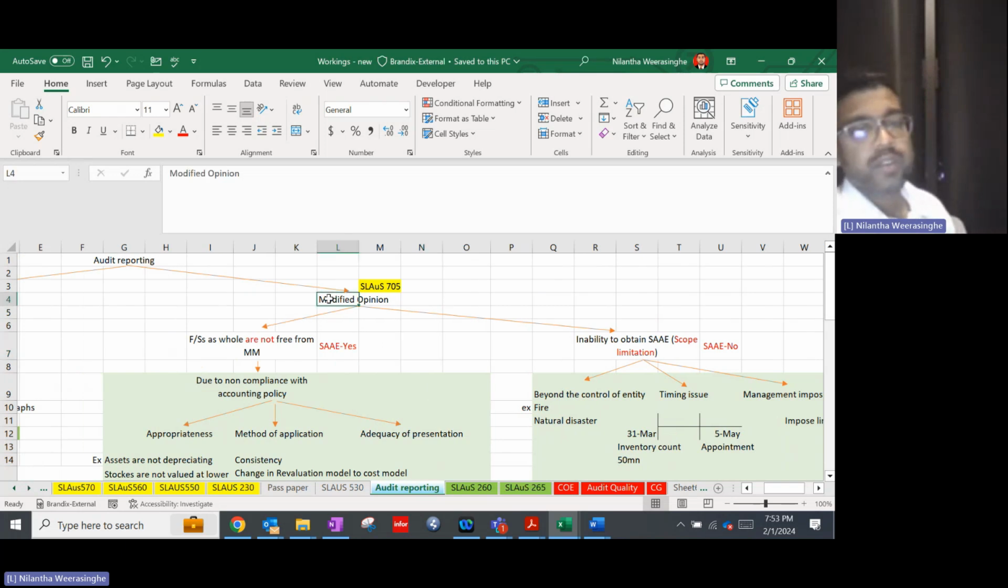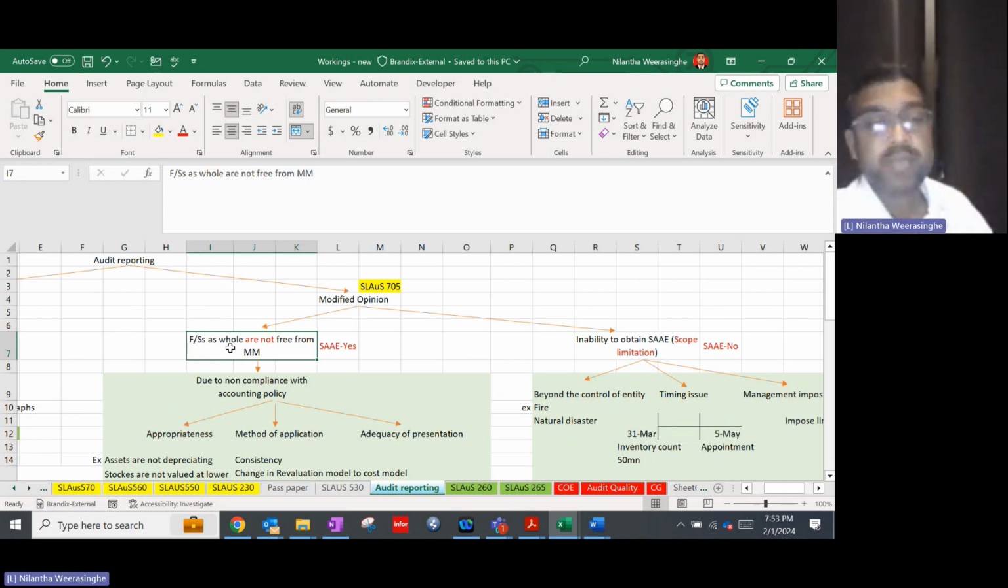Modified means you are modifying the audit opinion because of two reasons. When you have these two reasons, you have to modify the audit opinion. Number one, financial statements are not free from material misstatements. Financial statements are not free, meaning they have frauds or errors. When you have fraud or errors, can you give an unmodified opinion? You have to go for a modified opinion.